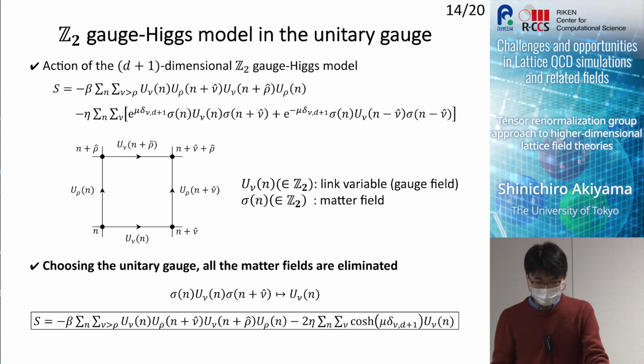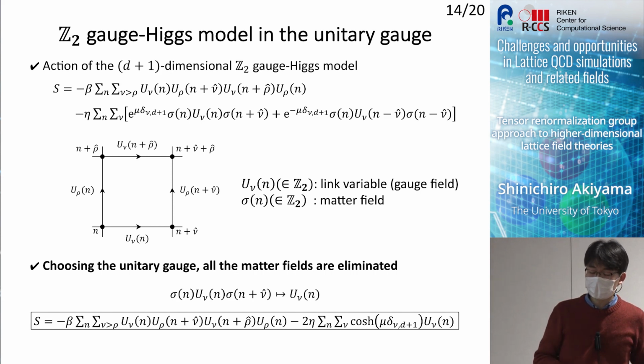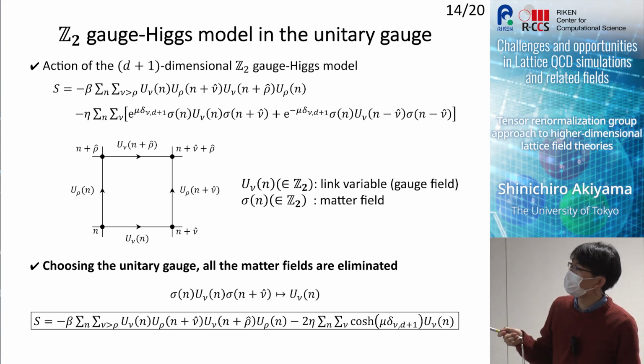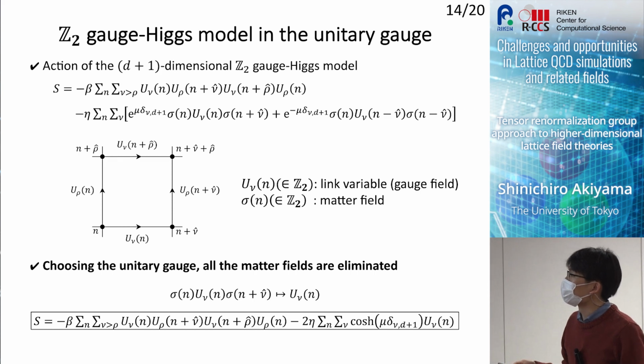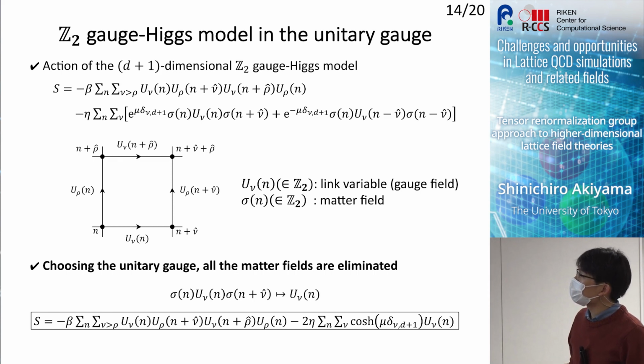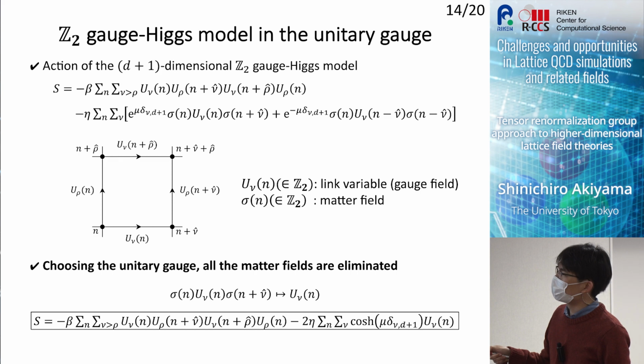And in this work, we have applied the TRG algorithms to investigate the four-dimensional Z2 gauge Higgs model by choosing the unitary gauge. And here is the action of the D plus one dimensional Z2 gauge Higgs model, like this. The sigma denotes the matter fields, but in this model, we consider the matter fields also take their values on the Z2. And eta, in the following, I refer to eta as a spin-spin coupling constant.